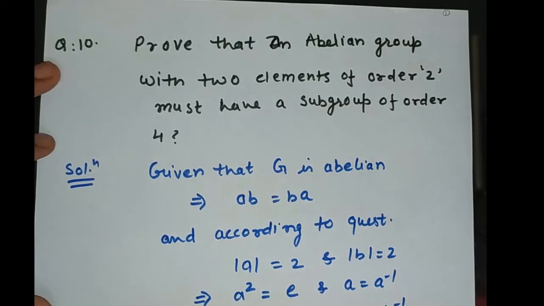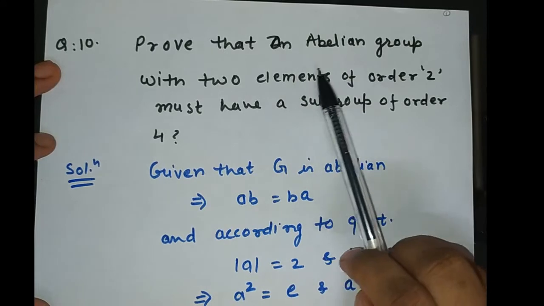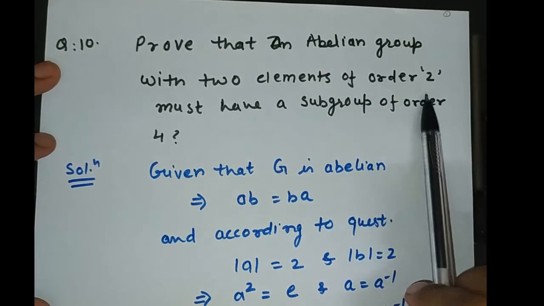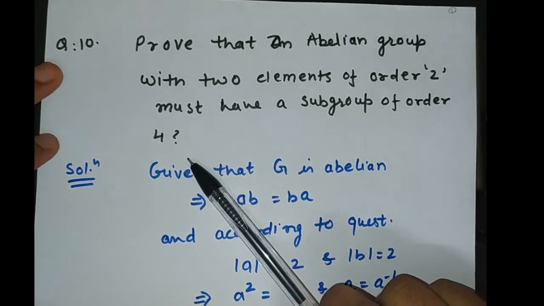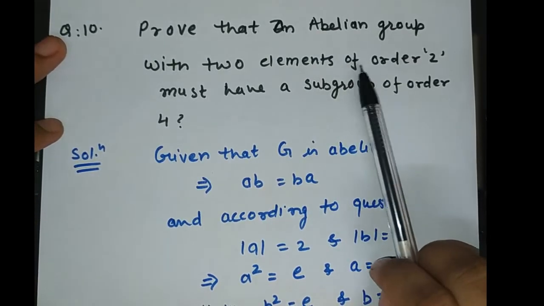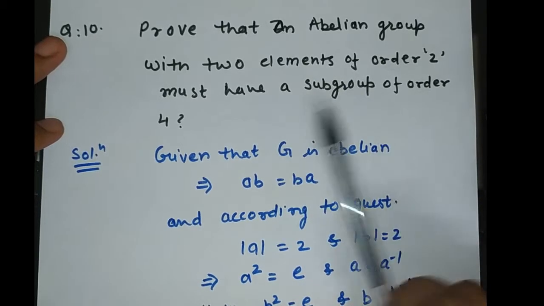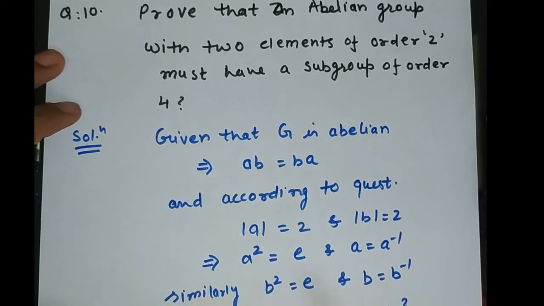Hello everyone. In this video we are discussing a problem from Galilean. According to this problem, prove that an abelian group with two elements of order 2 must have a subgroup of order 4. So in this problem we have the given information: this group has two elements of order 2, and we must show a subgroup of order 4. So how can we prove this problem?